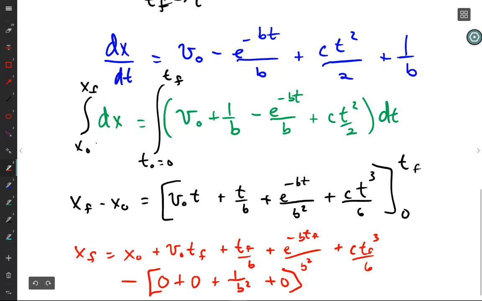This here? Okay, so this line here was putting in t final. And then I have minus, and the thing in the bracket is putting in 0 for t. This term here was 0 because it had a t. This term here was 0 because it had a t. This term here was e to the 0 over b squared, and e to the 0 is 1, so that was 1 over b squared. And this one was 0 because it had t.